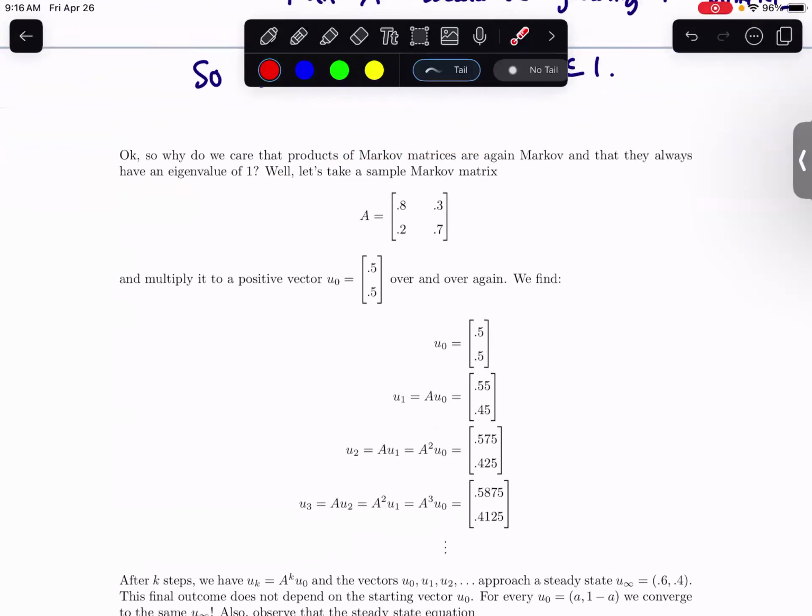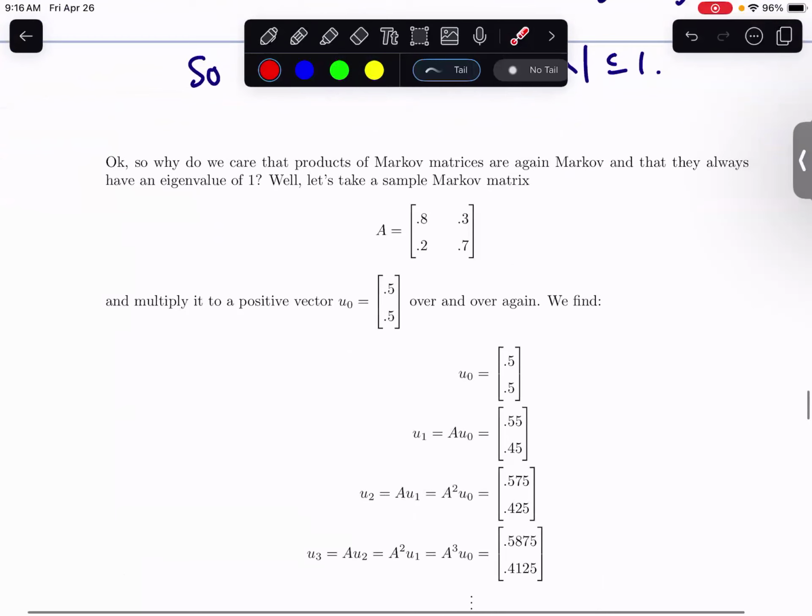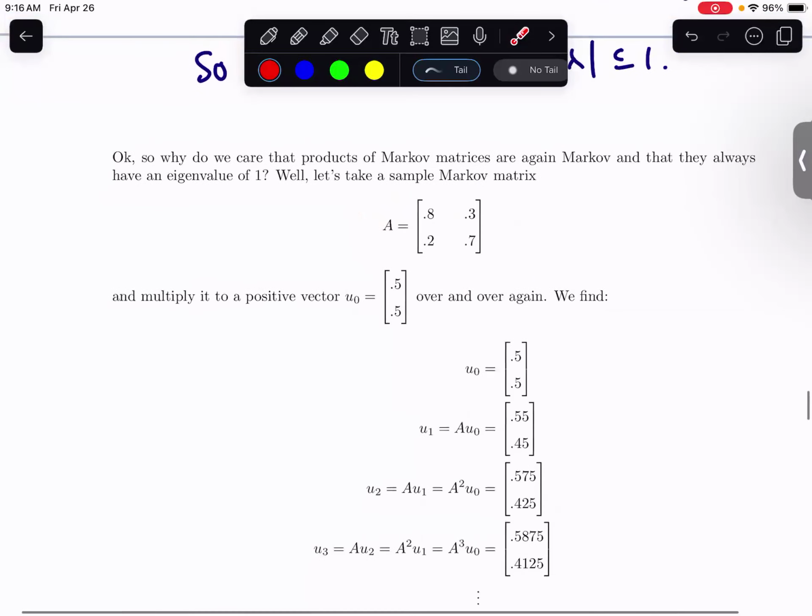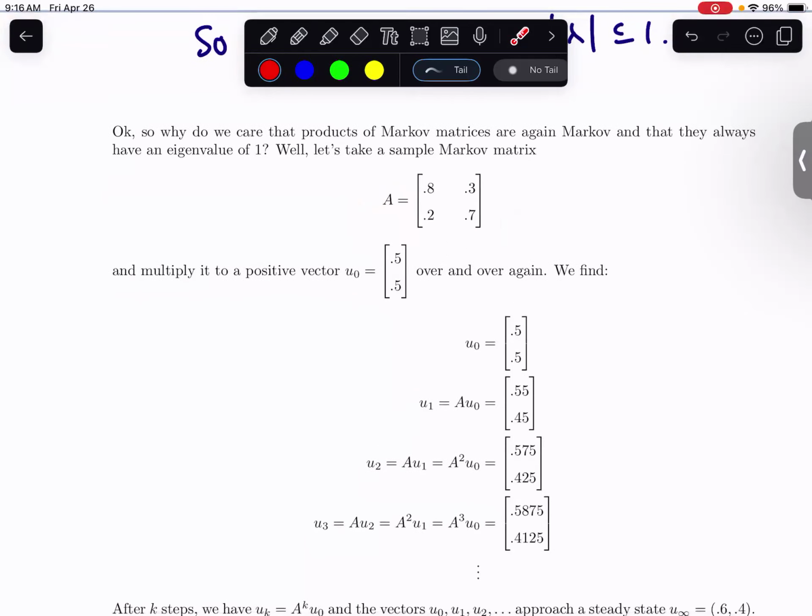So we'll just look at a sample Markov matrix. I'm not going to put any context around this. We're just given a Markov matrix, and then we'll look at a more interesting context later on. You can see the columns add to 1, and each of the entries are non-negative. We're going to look at what happens if you multiply A by some positive vector.